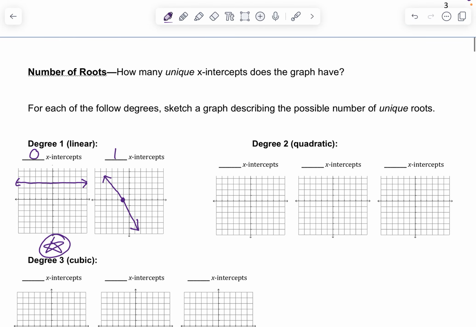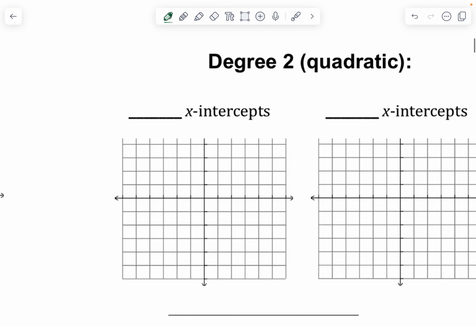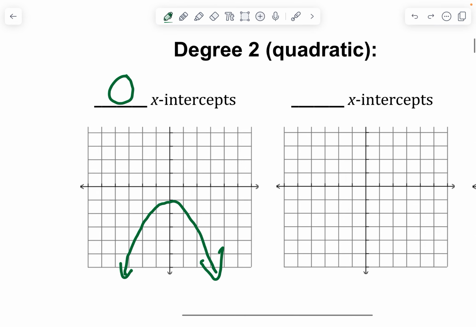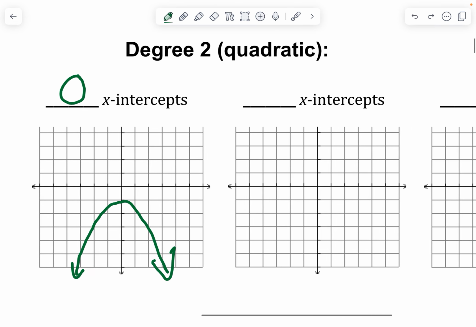Okay. Now, quadratic, you have a couple different options. Looking at quadratics here, the first one we're going to look at is you can draw a quadratic that has 0 x-intercepts. I could open this up, or flip it down. All right, so let's flip one down. If I do this, look, this does not hit the x-axis at all. So you can have a quadratic that does not have any x-intercepts, so 0.